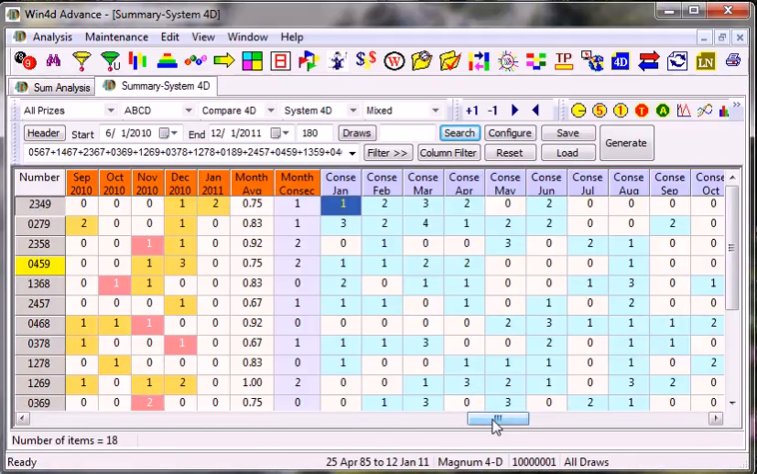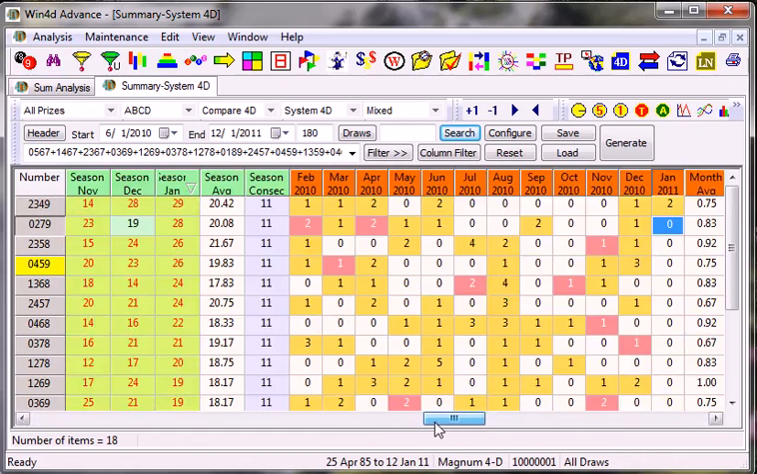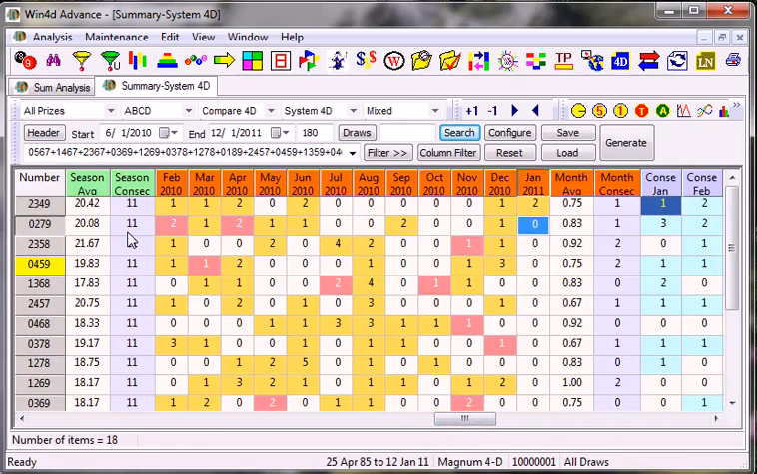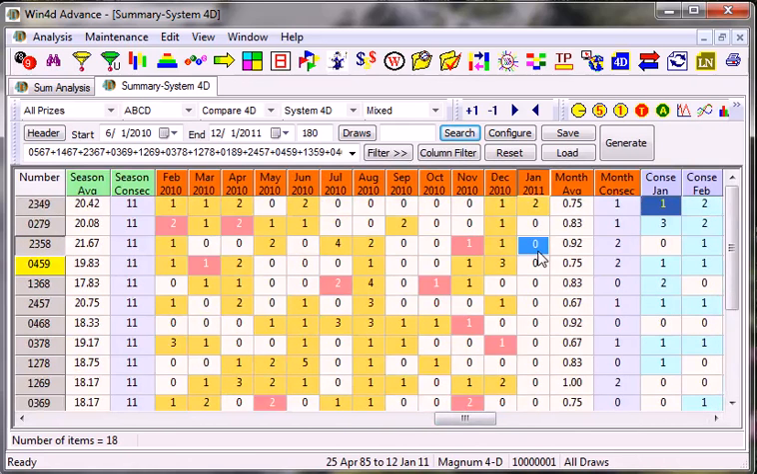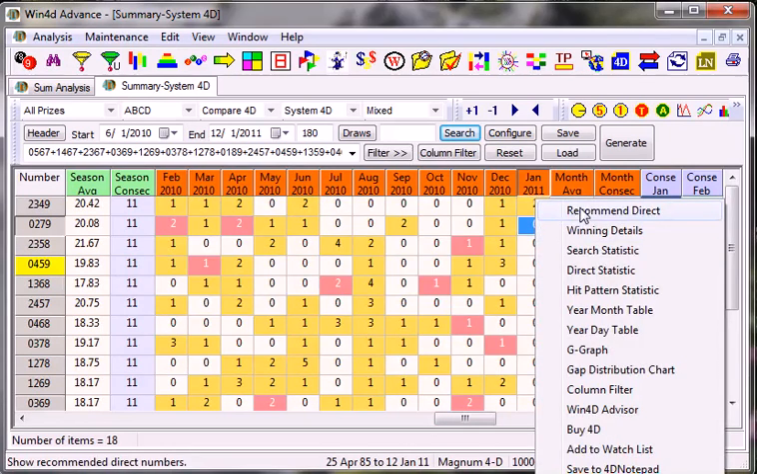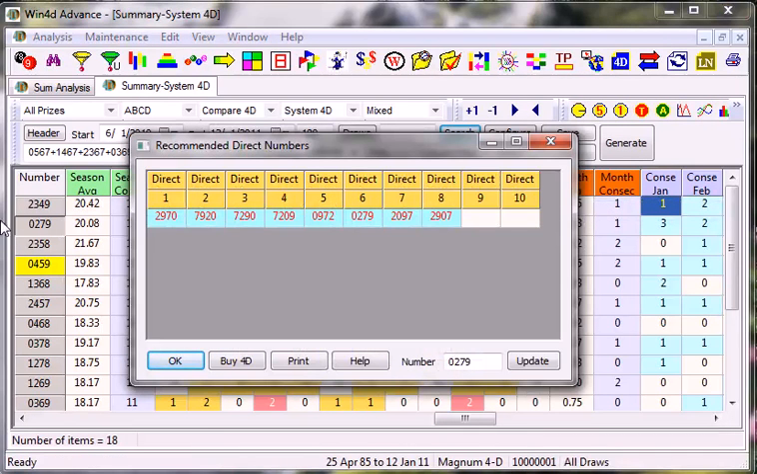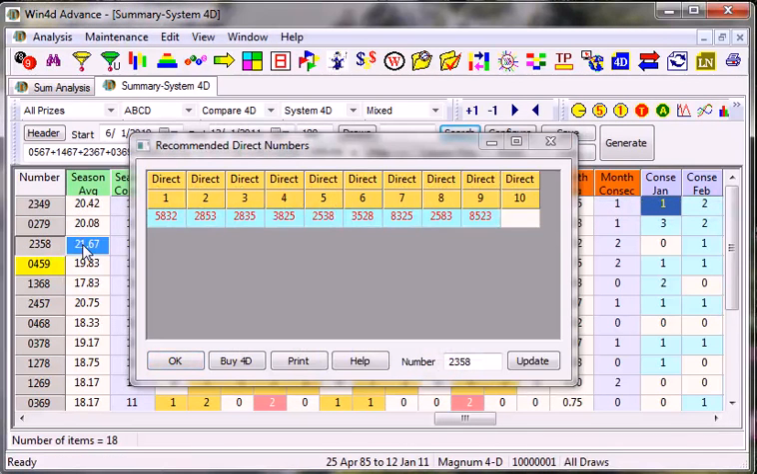And what I have over here to talk to you will be for 0279 is one of them, alright? Because it's one of the very good season count, as you can see over here. Alright, and I've got another one is 2358. And followed by one very interesting number is 0459 over here. So if you want to know what are the best direct number recommended by the software, right click, and there you go. These are the direct number, and for 0279 and 2358 and 0459.